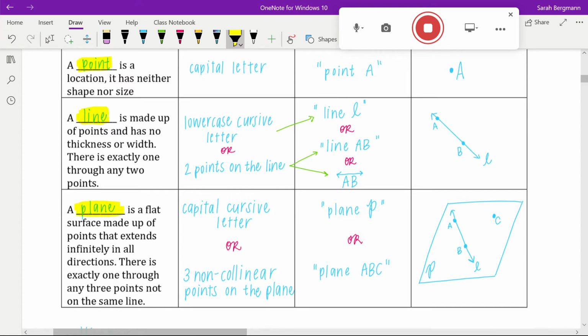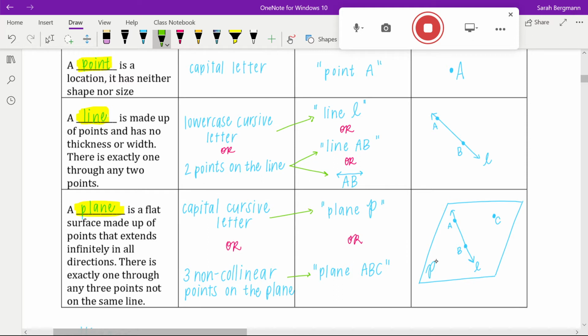All right, next is a plane. It's a flat surface made up of points that extends infinitely in all directions. There's exactly one plane through any 3 points that are not on the same line. We can name it with a capital cursive letter, which would look like this, plane P. Or we can name it with 3 non-collinear points on the plane. We'll come back to this word non-collinear, but that would look like this, plane ABC.